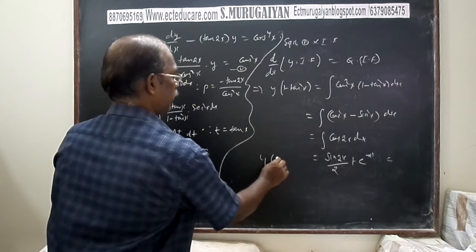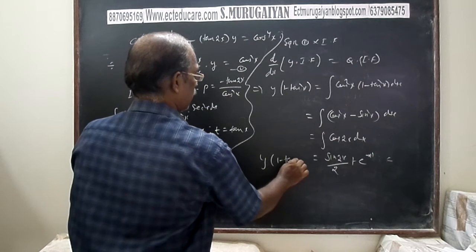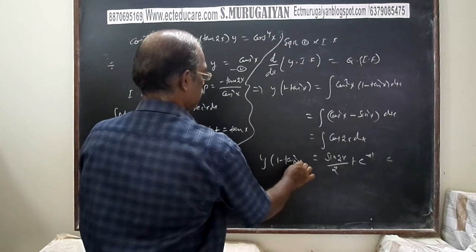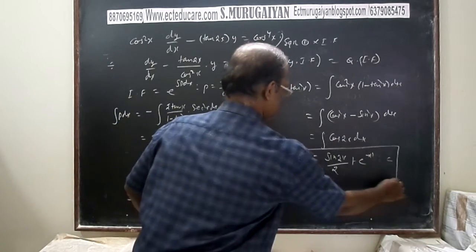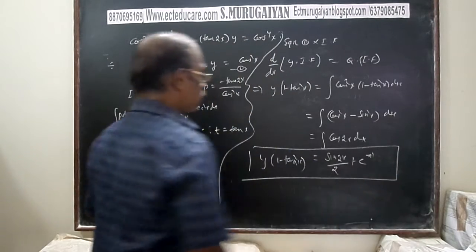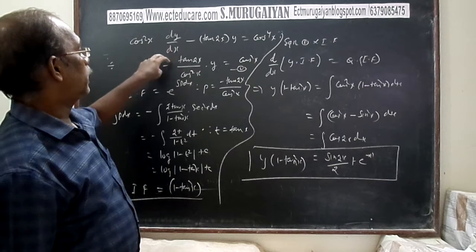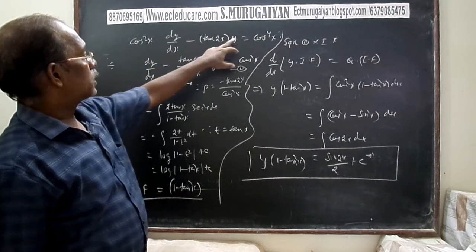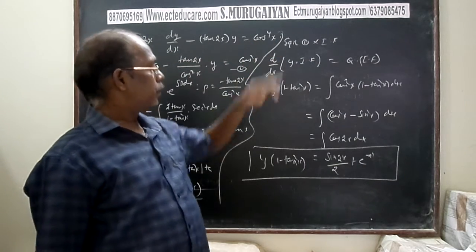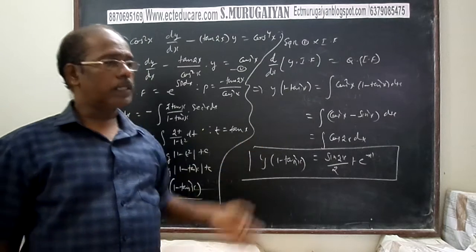Then on the left side, y into 1 minus tan square x. So this is considered the general solution of the differential equation cos square x dy by dx minus tan 2x into y equal to cos power 4 x.